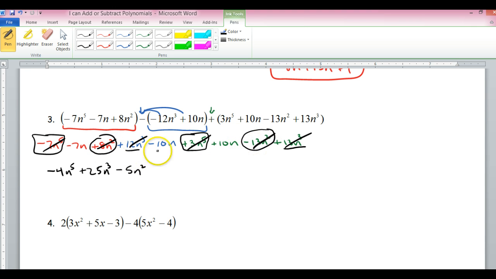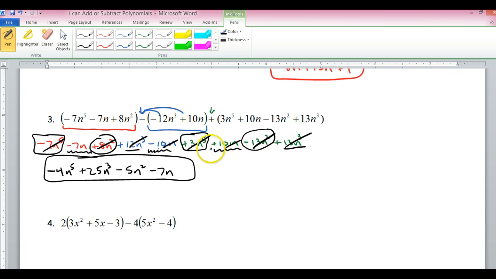Done. Okay, then I have negative 10n, negative 7n, and positive 10n. Well, negative 10n plus 10n wipes those out. And what am I left with? Minus 7n. Do I have any constants in here? No. Therefore, I am all done.